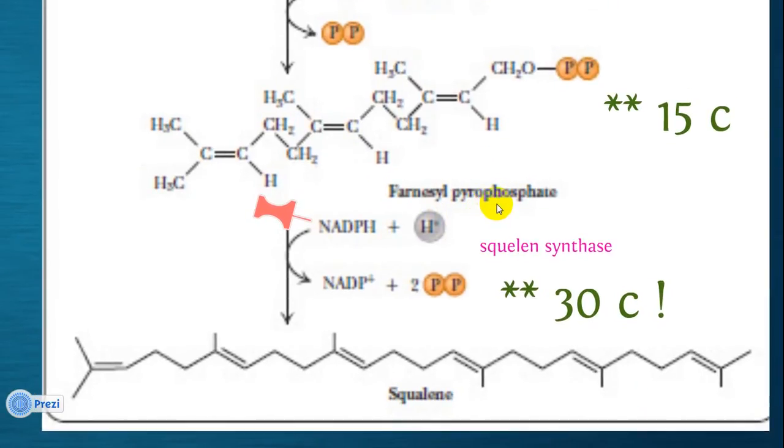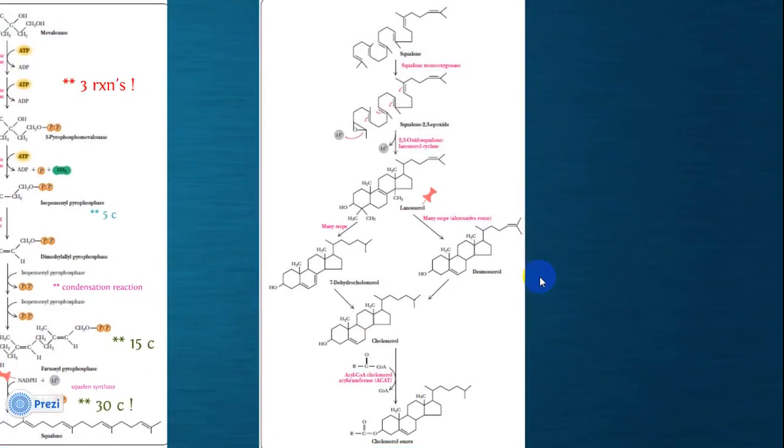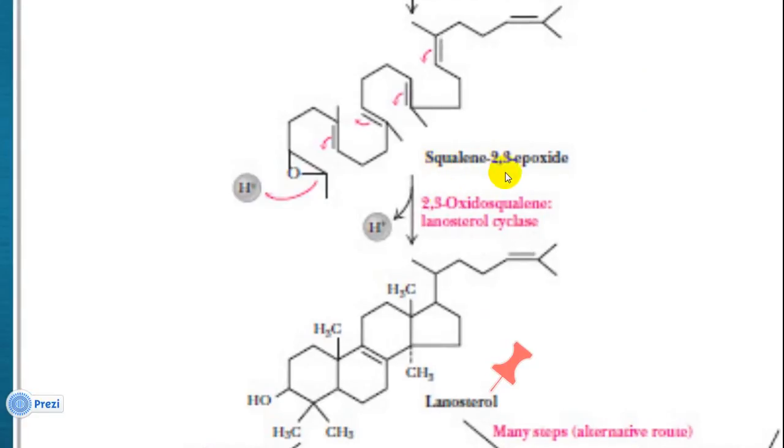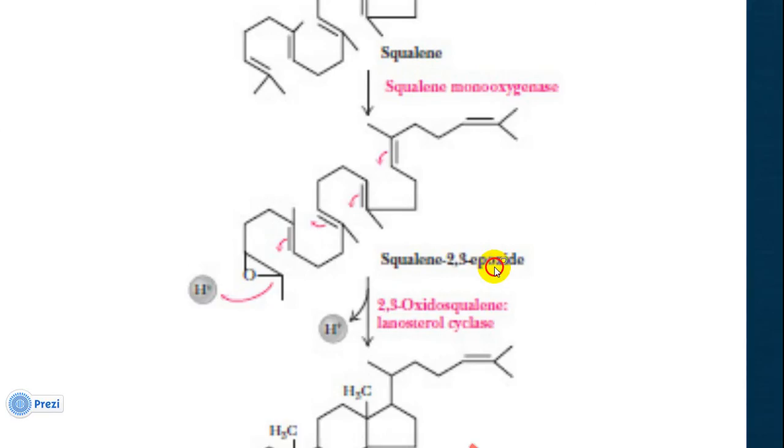This farnesyl pyrophosphate will react with another farnesyl pyrophosphate to form a compound called squalene. This squalene contains 30 carbon atoms, by reacting with squalene synthase. After that, the squalene will go through some reactions. The first one is by an enzyme called squalene monooxygenase. After the squalene monooxygenase, it will form 2,3-oxidosqualene.